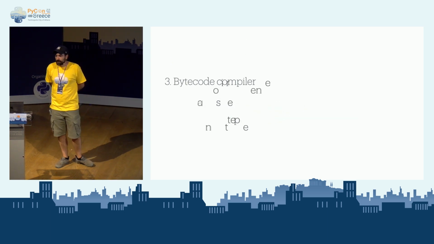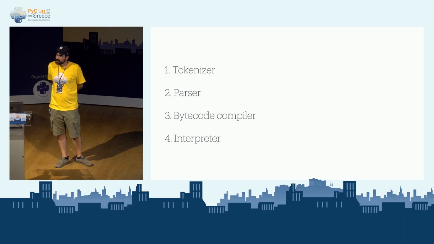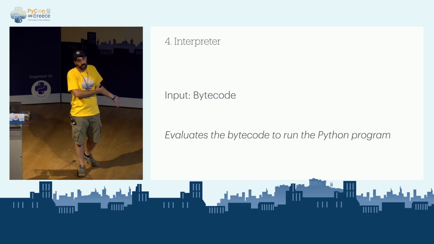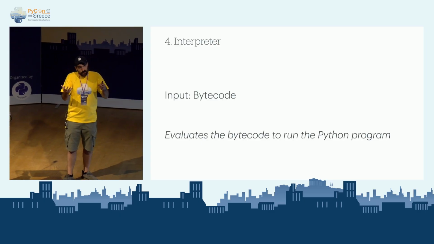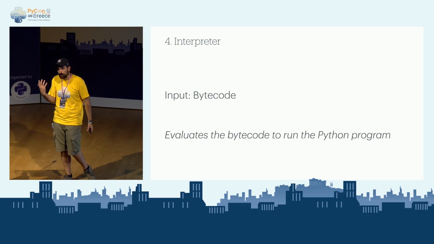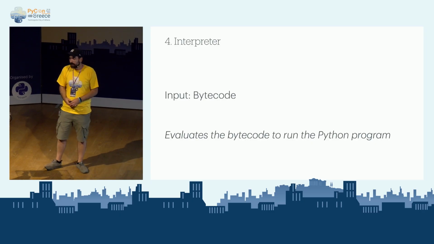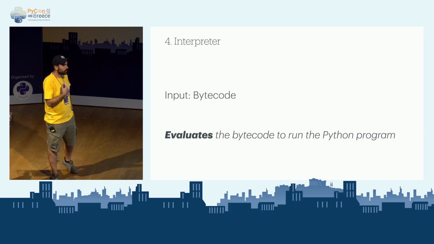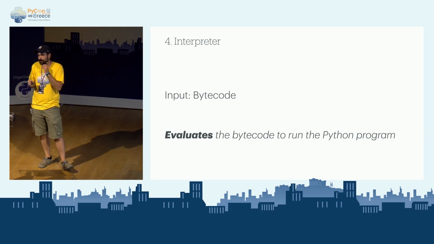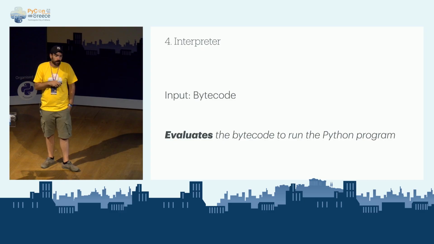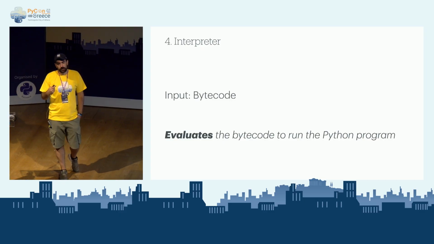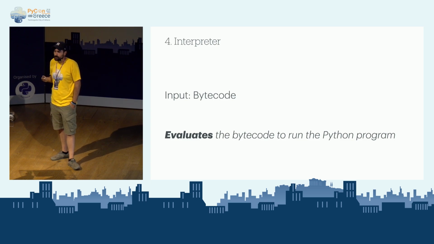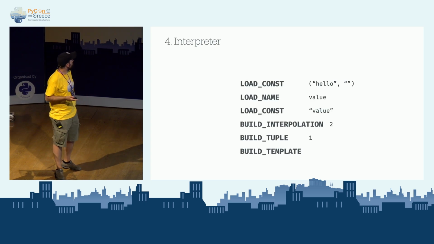That's a bytecode compiler. What's the next step? The next step is the interpreter. So we're done with the compilation phase. We're done basically processing input. Now we get to the actual execution of the code. What the interpreter does is basically evaluate. So it goes through the bytecode the compiler has produced, evaluates each bytecode, and runs the program.